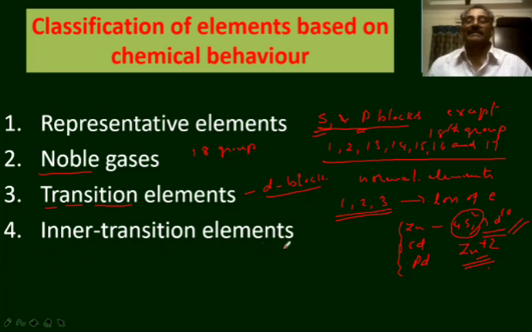Next, inner transition elements. Inner transition elements means inner to transition elements. In the transition elements, the differentiating electron will be in the d orbital of the penultimate shell, whereas in the inner transition elements, the differentiating electron is in the antepenultimate shell. That is inner to transition elements, so they are said to be the inner transition elements. You know that there are two series of inner transition elements, the 4f series and the 5f series. The 4f series is called lanthanides.